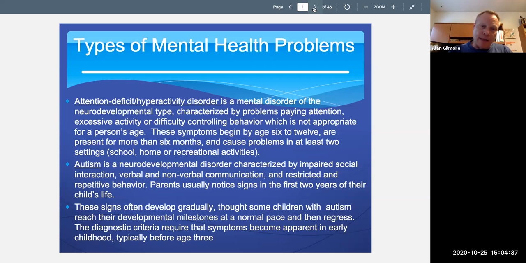These signs often develop gradually. It's thought that some children with autism reach their developmental milestones at a normal pace and then regress. The diagnostic criteria requires that symptoms become apparent in early childhood, typically before age 3. So there's some very, very strict criteria in terms of diagnosing autism.